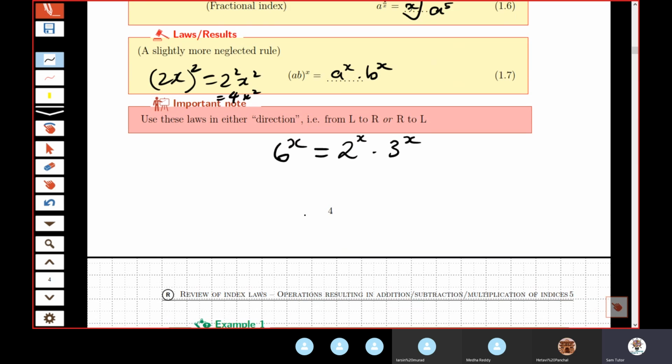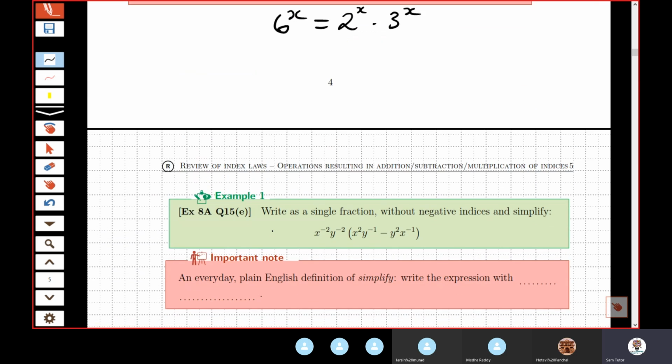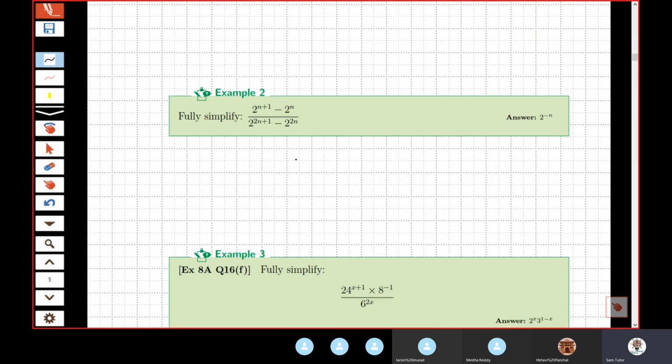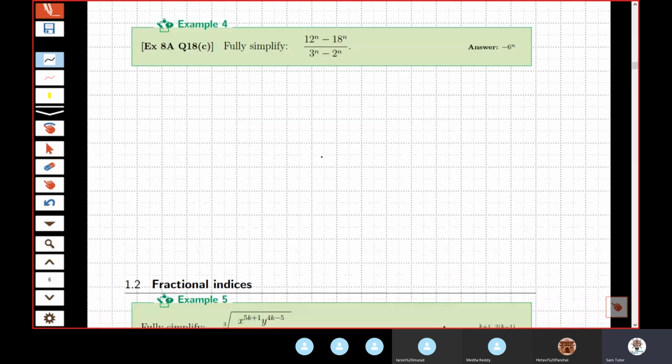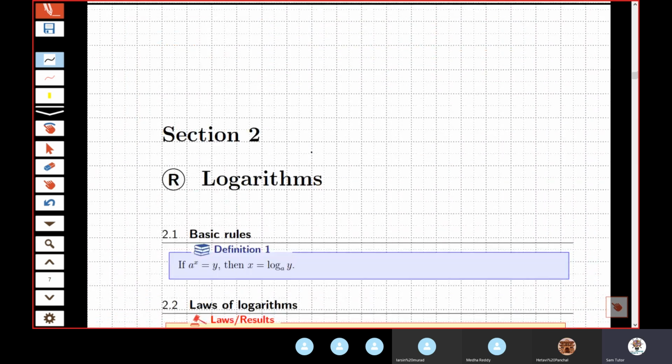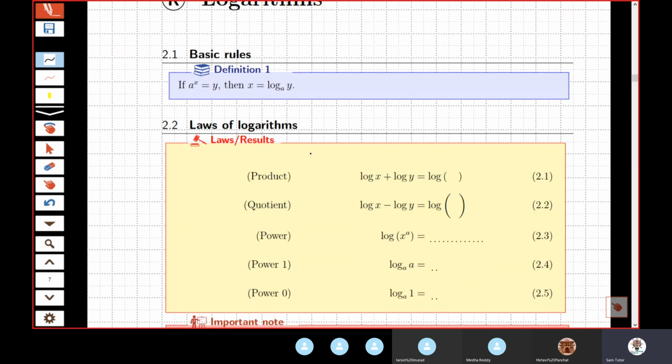All right. I'll let you review the indices stuff. That's more like term 1 stuff. I'm not really going to get into that just today. I'd rather start off with our log laws.